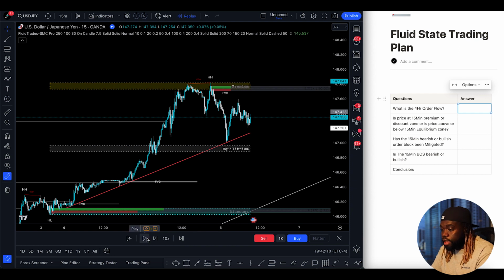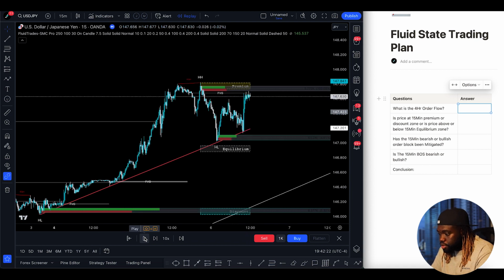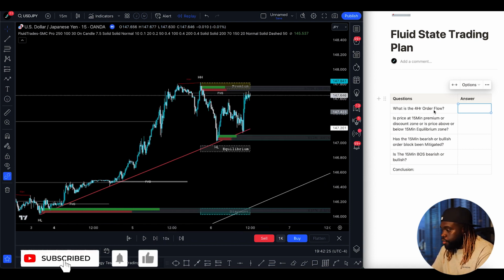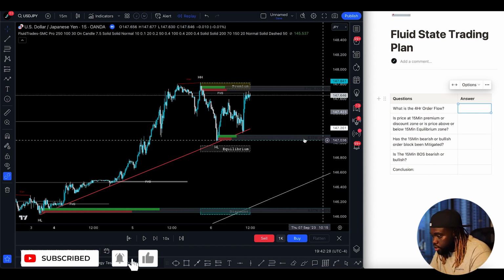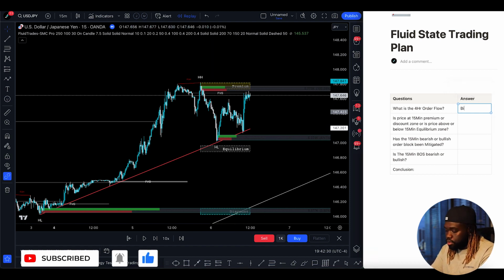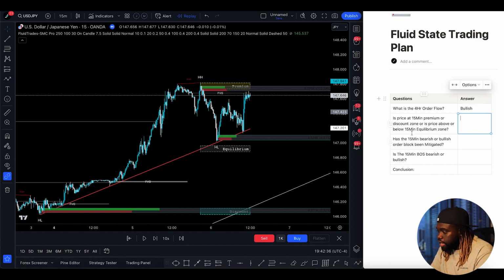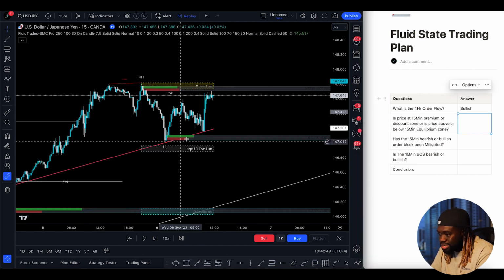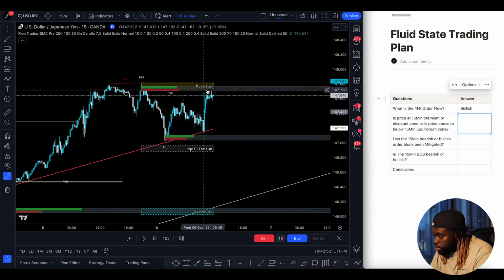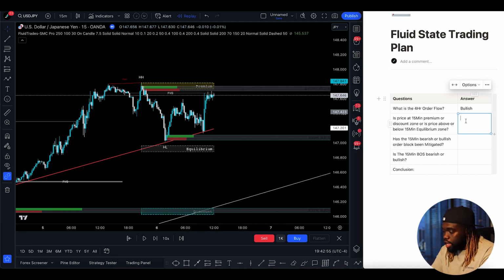So if you were looking for a confirmation of what's going on in the market, so you could take a trade using the trading plan, this is how you'd go along with that. So let's play the market. We're going to see what the 4-hour order flow is. The 4-hour order flow is clearly bullish. Is price at the 15-minute premium or discount zone, or is price above or below the 15-minute equilibrium zone? What we see, guys, is price is right under the premium zone, right at the premium zone.